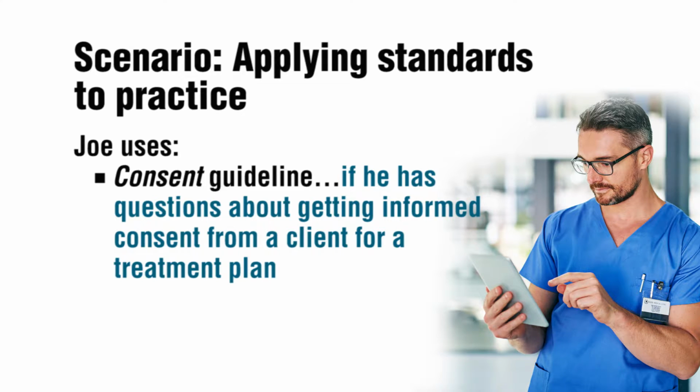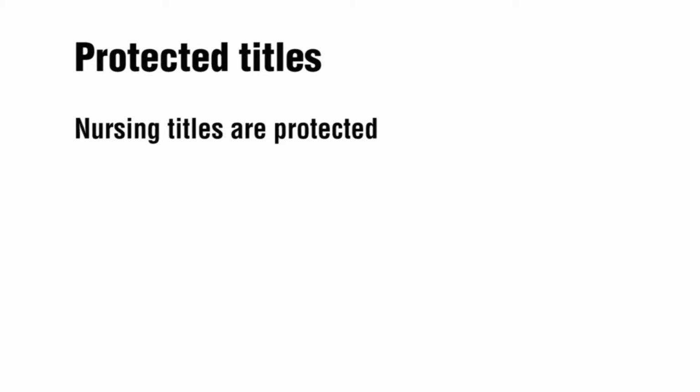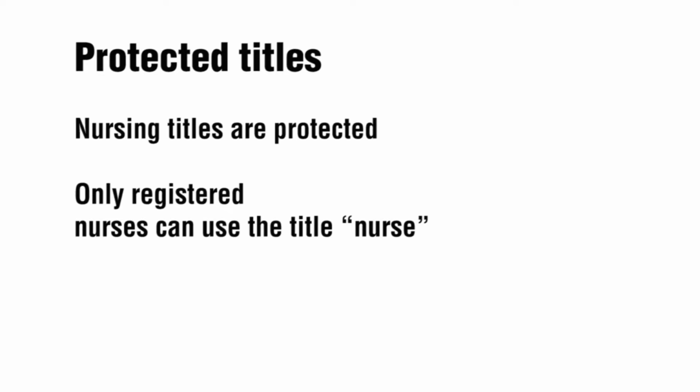For example, Joe also uses the Therapeutic Nurse-Client Relationship Standard, Professional Standards, and the Ethics and Privacy Standard when doing all of these things. In Ontario, the titles Nurse, Registered Practical Nurse, and Nurse Practitioner are protected by the Nursing Act 1991. This means that CNO has the authority to restrict the use of these titles, and that only members of CNO have the right to use them.